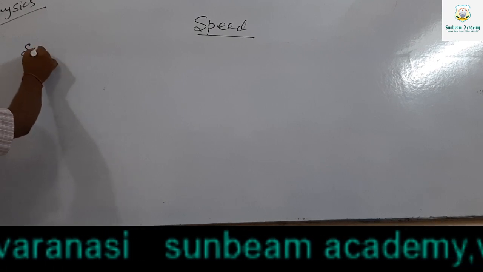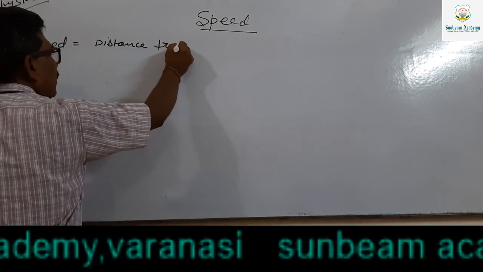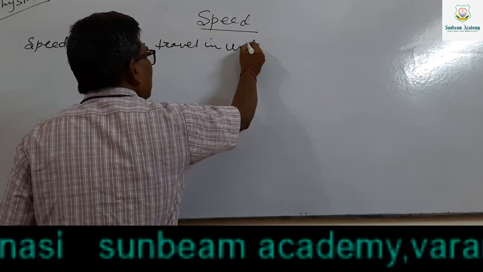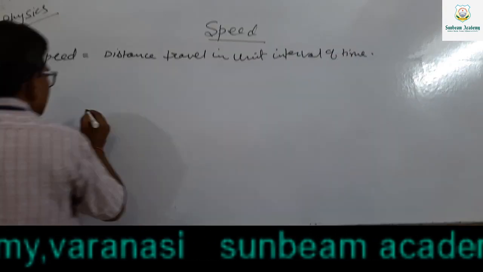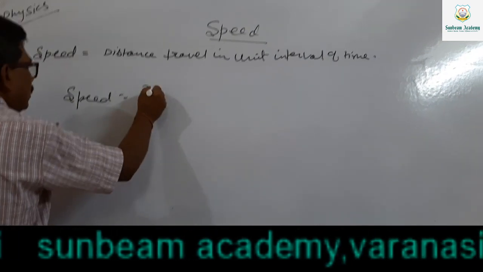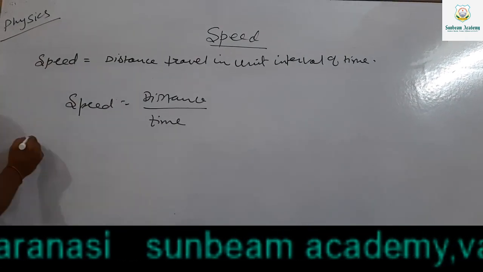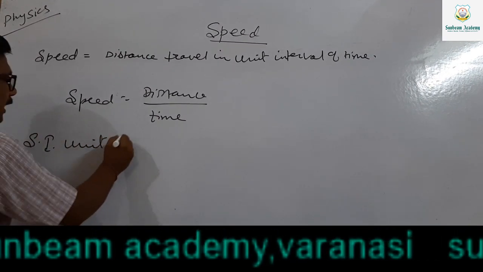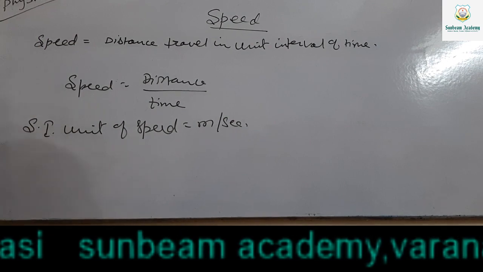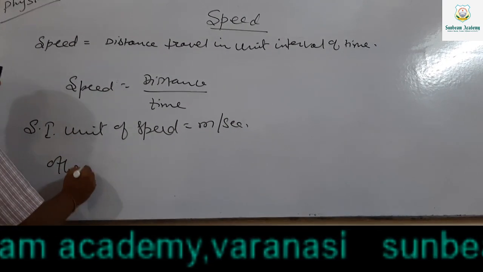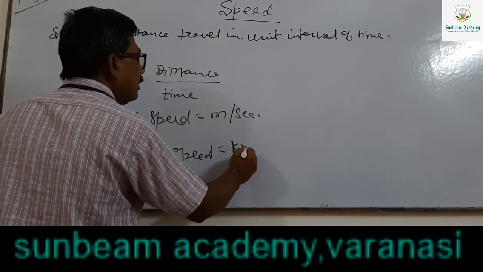Speed, how will you define speed? Speed is the distance traveled in unit interval of time. In unit interval of time means speed is equal to distance upon time. The SI unit of speed is meter per second. Another unit of speed is kilometer per hour.